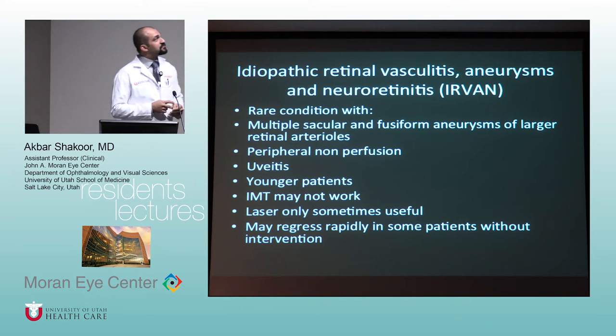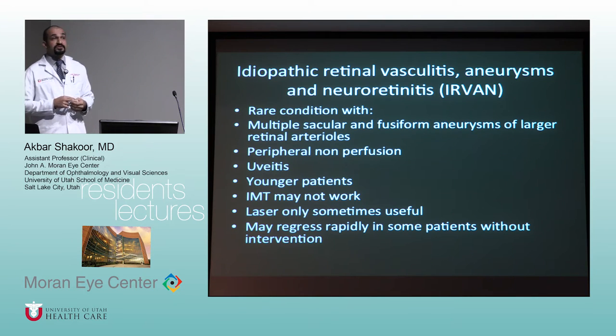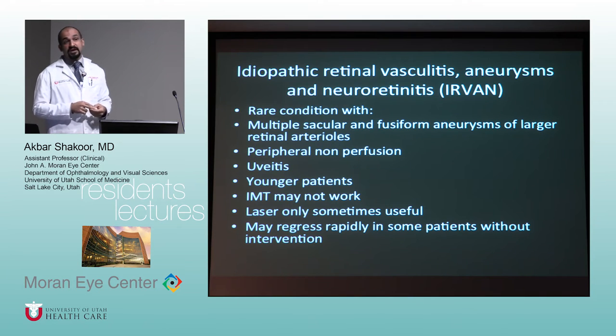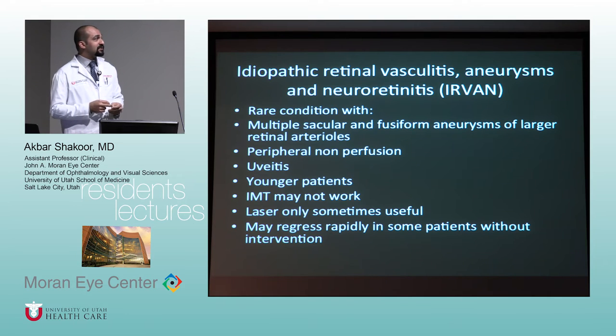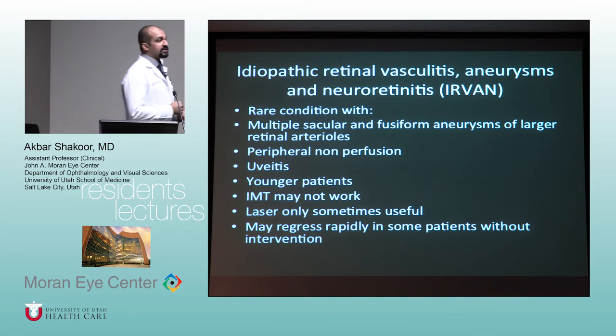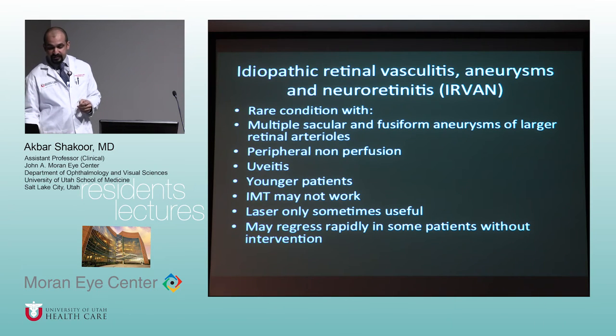It's a rare condition with multiple saccular and fusiform aneurysms of the larger retinal arterioles. There's peripheral non-perfusion. There is always some uveitis. It occurs in younger patients. It doesn't respond to immunomodulatory therapy. Laser is sometimes useful, and it may regress rapidly in some patients without intervention. Some patients develop tractional retinal detachment. Once again, a really rare condition, but if you see this kind of thing on your boards, think about it.